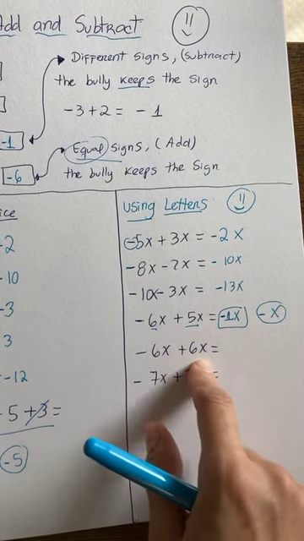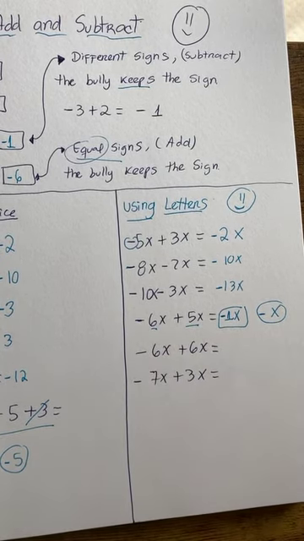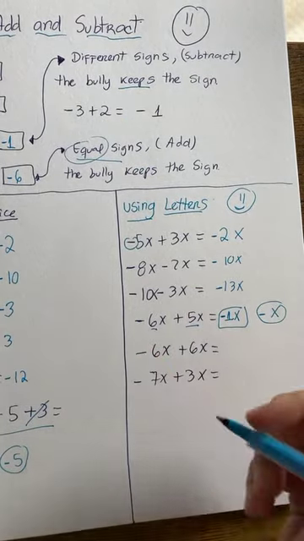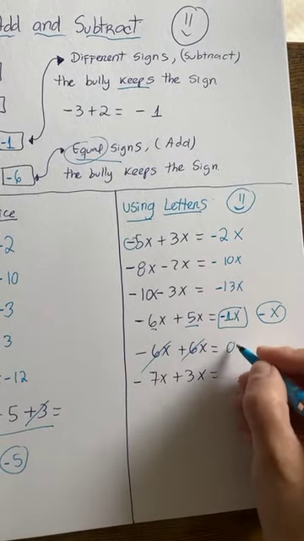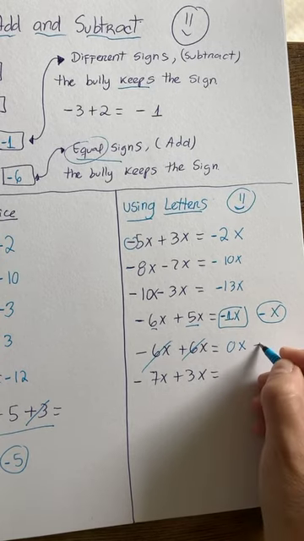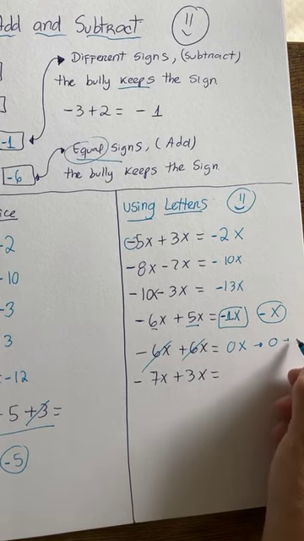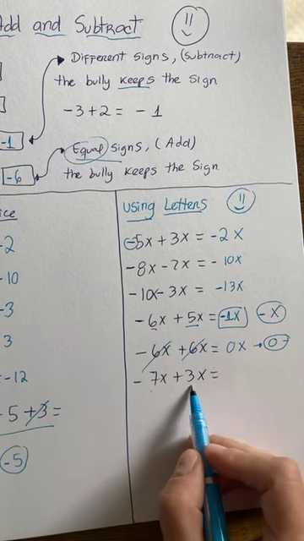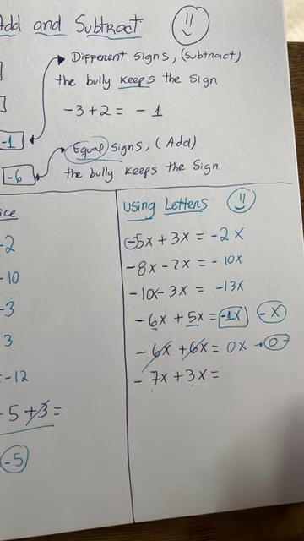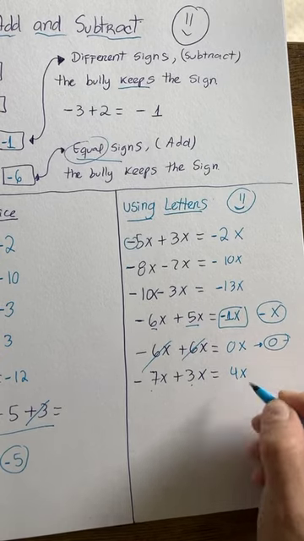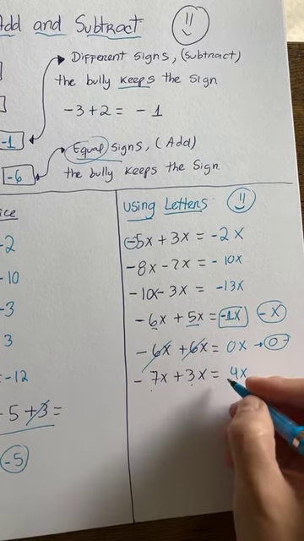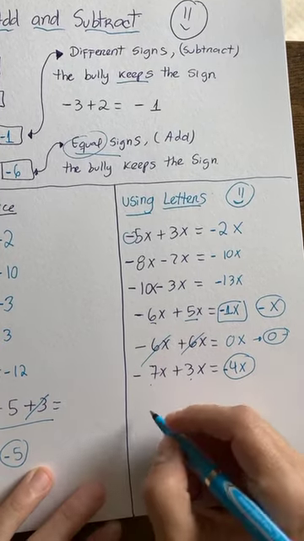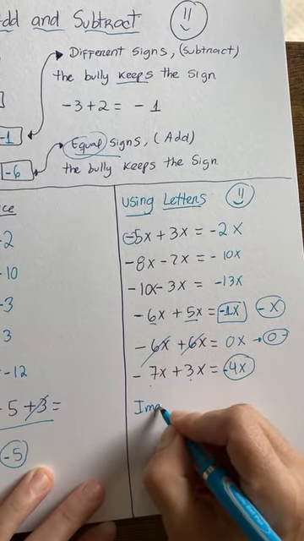Negative 6 plus 6. Do you have equal signs or different signs? Different signs, so I'm going to subtract. Negative 6 plus 6 is 0. Can I write down this? Well, what you want to write down is just 0. Negative 7x plus 3x. I'm going to subtract. This is going to be 4x. Who's the bully? Negative. So this is negative 4x. Very, very important.